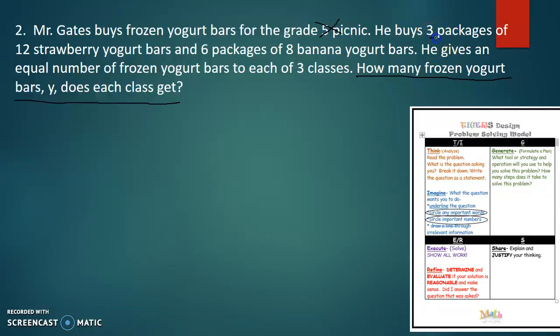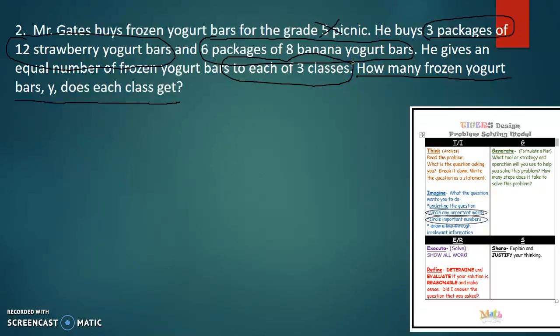So it says he buys 3 packages of 12 strawberry yogurt bars. It also tells me he has 6 packages of 8 yogurt bars. And he said he's going to equally divide them into 3 classes. So there's my important information.